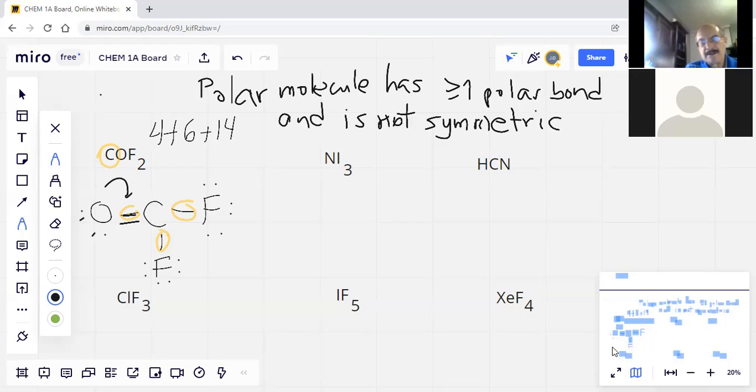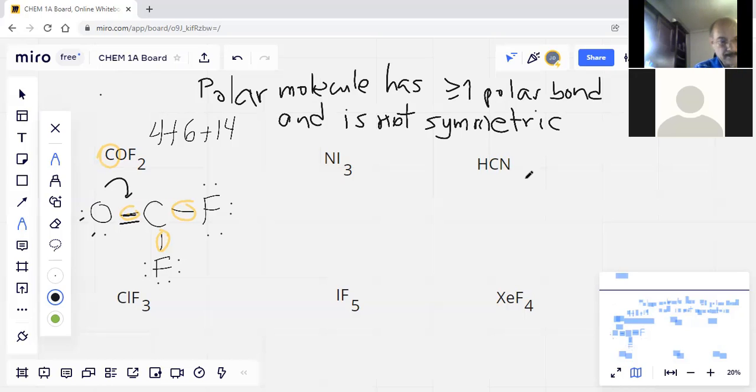In other words, the distribution of polar bonds is not symmetric. I showed you in class carbon dioxide, CO2, which has two polar bonds between the oxygens and the carbon, but because it's a symmetric compound, in other words, those bonds are symmetrically opposed to each other, the electronegativities cancel out, right? So we have this guy here, and we're looking for this idea.